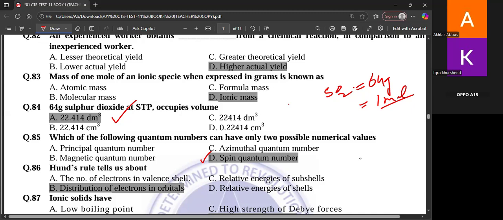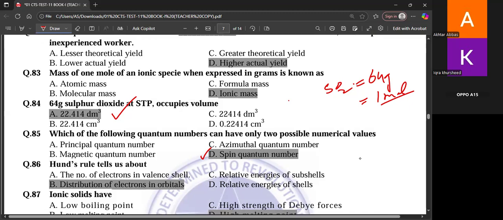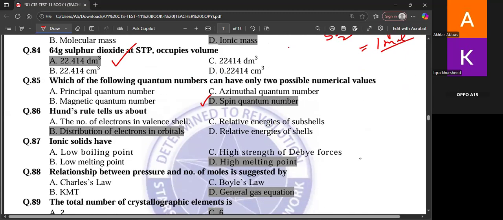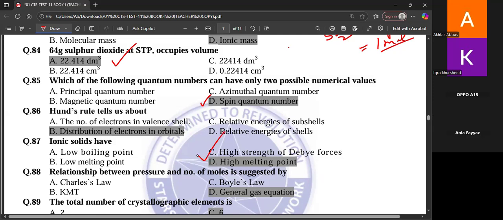Hund's rule tells us about the distribution of electron in the orbitals. According to Hund's rule, the electrons in the orbitals occupy singly before pairing begins. So it is the distribution of electron in the orbital. So your option is beta. Next, ionic solids have higher melting point. So your best option is delta.